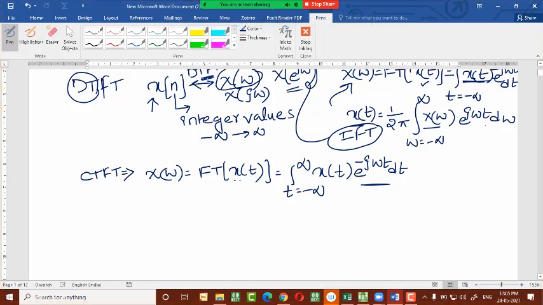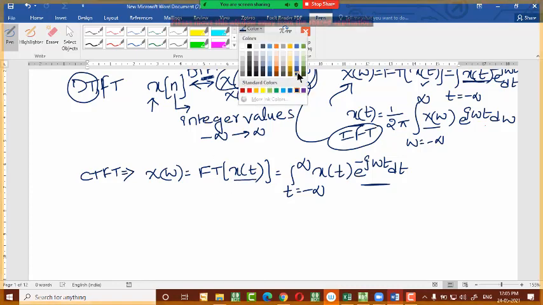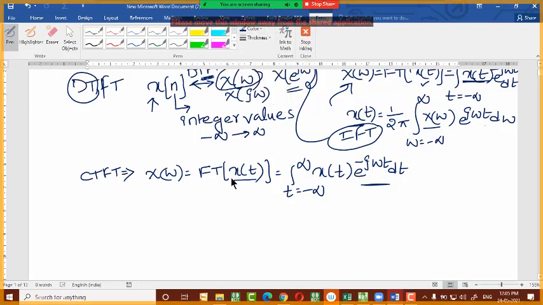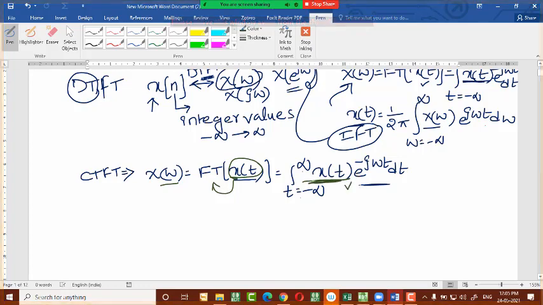So we have x of t, the time domain signal. For this one, the Fourier transform is represented with capital X of omega. That is equal to integral, because we are dealing with a time domain signal, so time is changing from minus infinity to plus infinity. Here we need to write the signal for which we are calculating the Fourier transform. After writing the signal, e power minus j omega t dt.